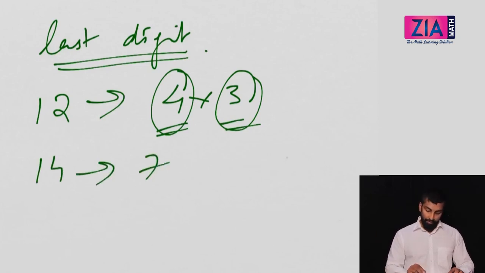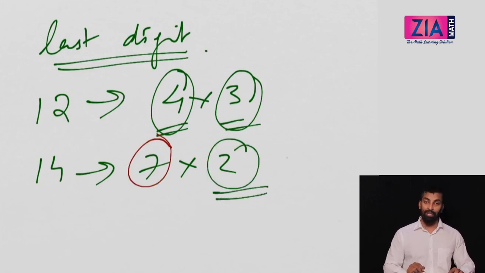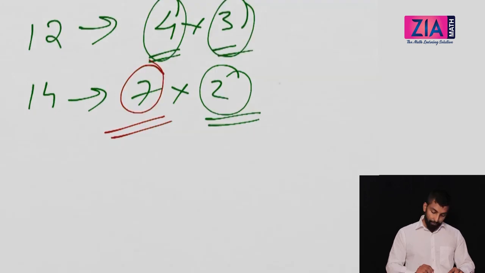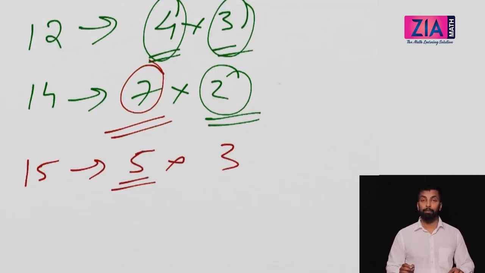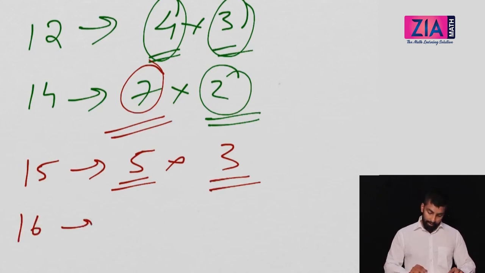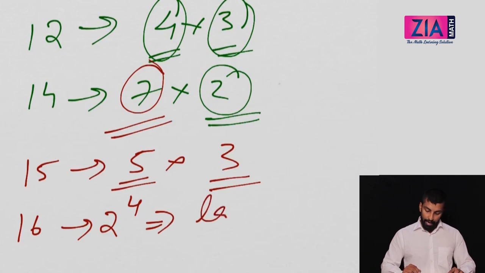14 is actually 7 into 2. 2 you already know. 7 I will be discussing in the next session, so you'll come to know about 14 also. 15 is actually 5 into 3. For 5, you know the last digit must be either 0 or 5. For 3, you know the sum of digits. 16 I have already discussed. 2 raised to 4 is 16, so the last 4 digits.